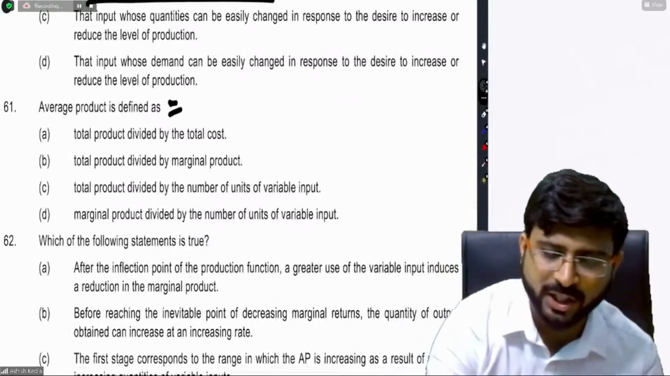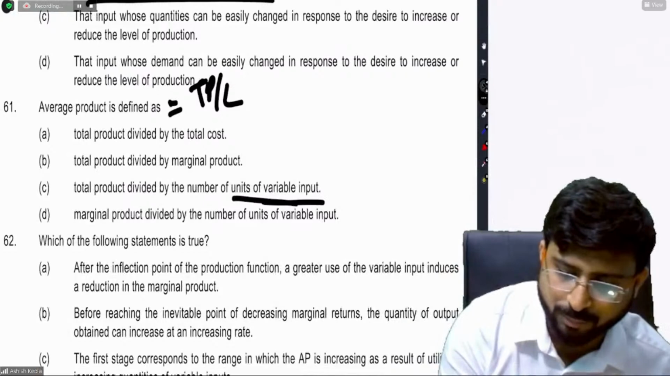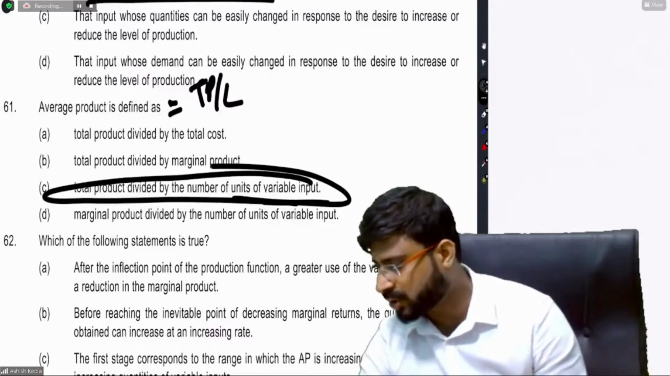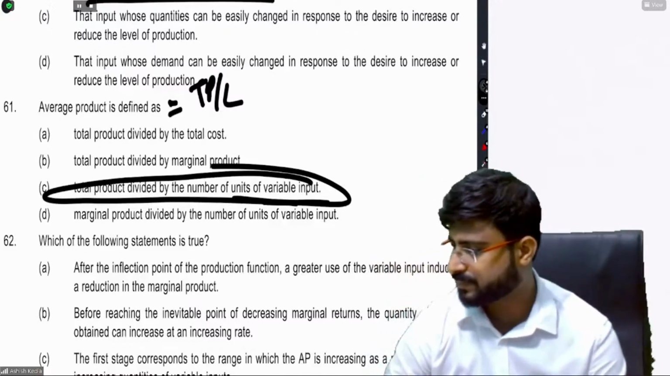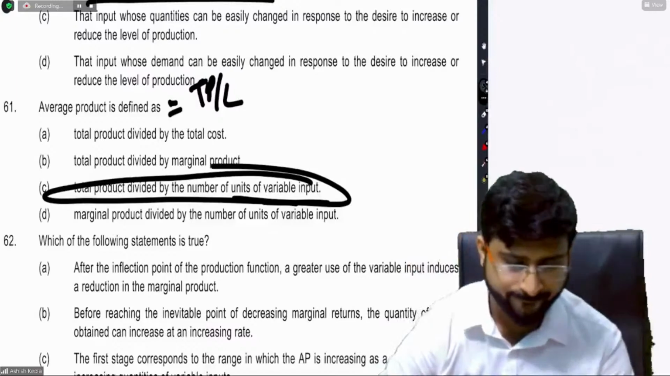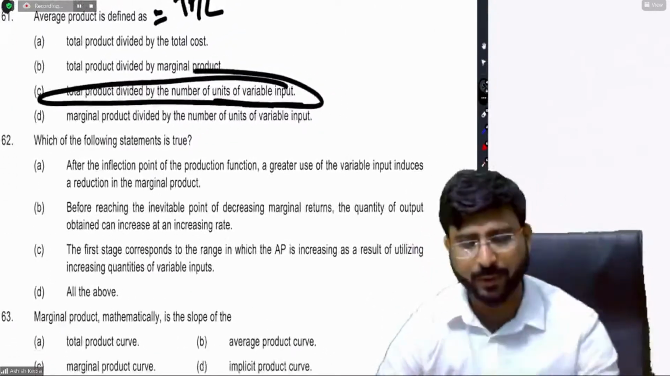61. What is AP? Total product by labor. That is input. Let's see. Total product divided by number of units of variable input. Correct. 61C. No thinking here. 62, you all answer. I am not helping you.